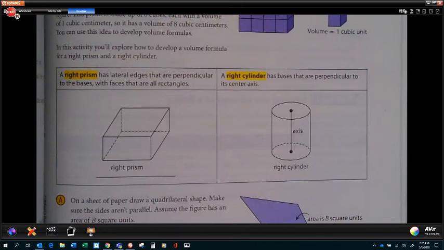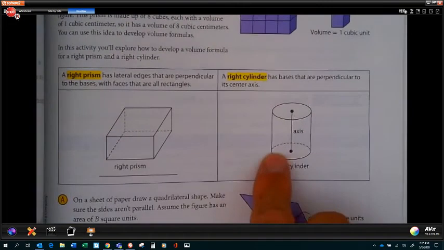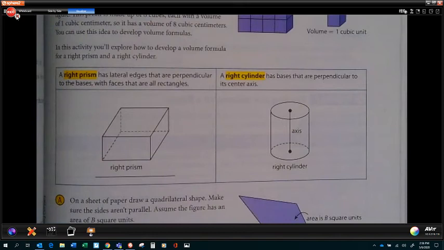All right, here's a right prism. That means it's got some right angles here, 90-degree angles, and again a right cylinder, which means this angle down here to the base is 90 degrees as well. If you'd like to put that in your notes, go ahead and pause it, and when you're ready, go ahead and hit resume.